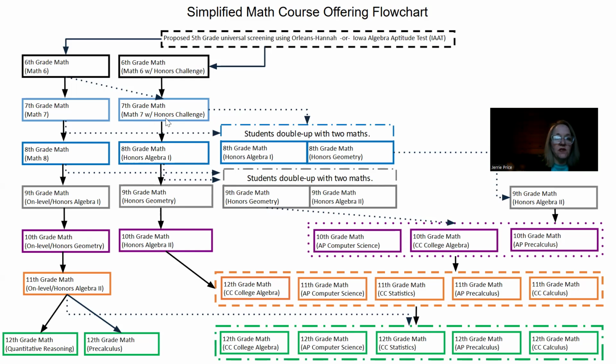This honors challenge is prepping them with a lot of pre-algebra skills to be prepared for algebra 1. That student would then advance into honors geometry. A very advanced student could go 7th grade math with an honors challenge, eighth grade honors algebra 1 in the eighth grade.